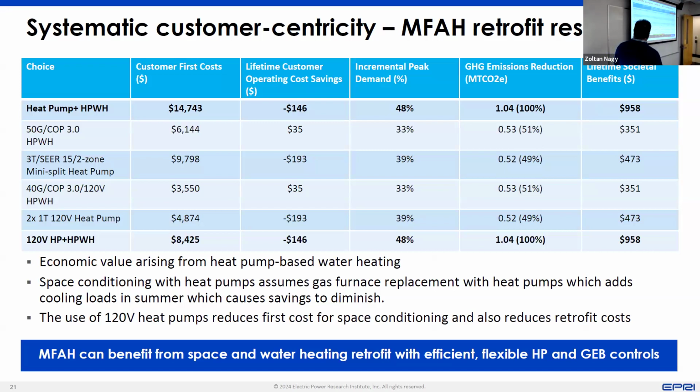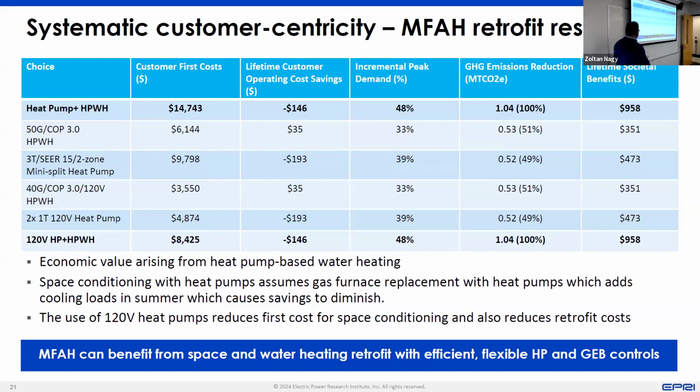And you see that you have either options for 120-volt systems or options for regular 240-volt systems. There's a price differential on the first cost for it. There is similar returns on the operating cost. The incremental peak demands on the distribution grid are also somewhat similar, and you're seeing similar returns. So clearly, the 120-volt systems do better.